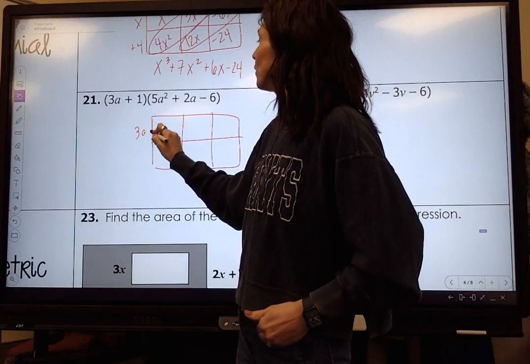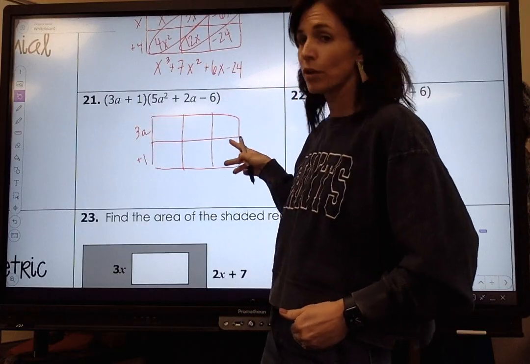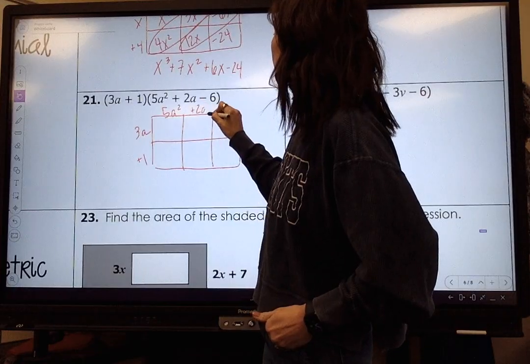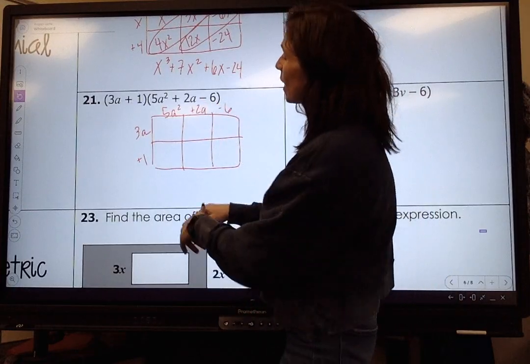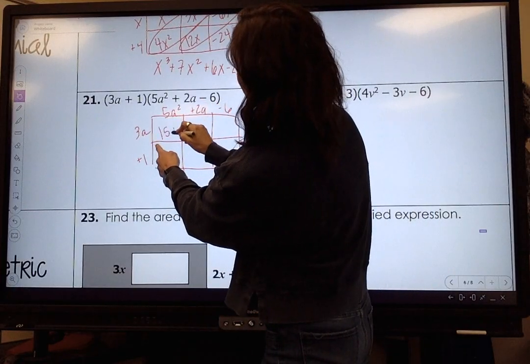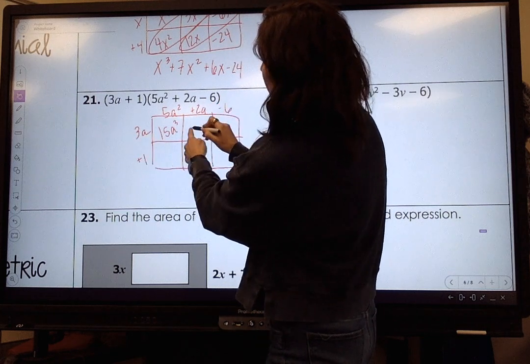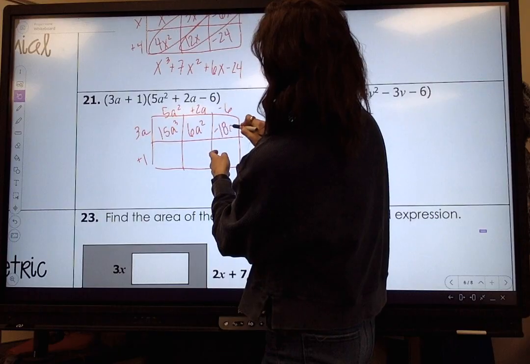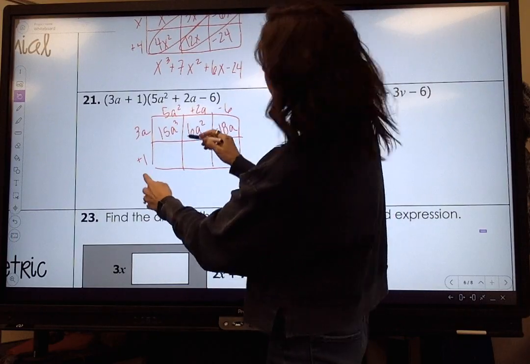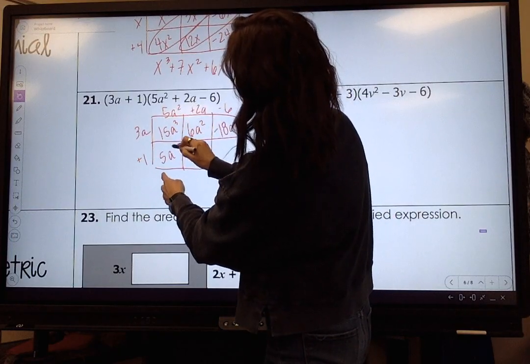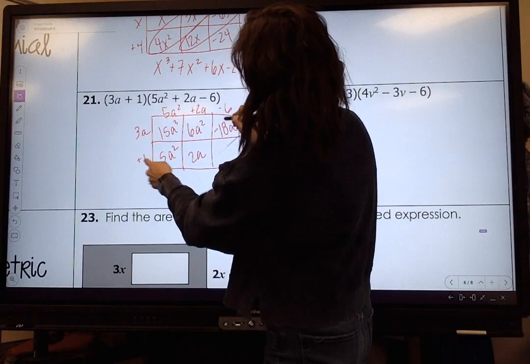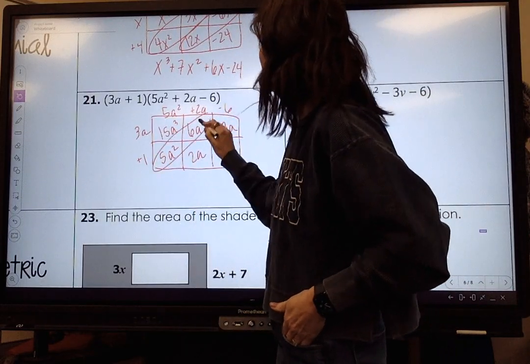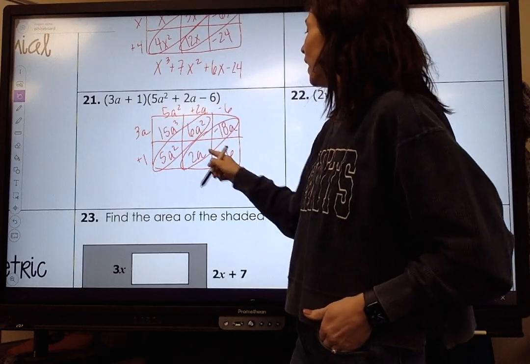So my binomial is 3a plus 1. That's the 2 terms. And my 3 terms are 5a squared plus 2a and negative 6. So now when I multiply, I get 15a to the third, 6a squared, negative 18a. And then I'm going to do my bottom, and I get 5a squared, 2a, negative 6, and I circle my like terms, and then I rewrite.